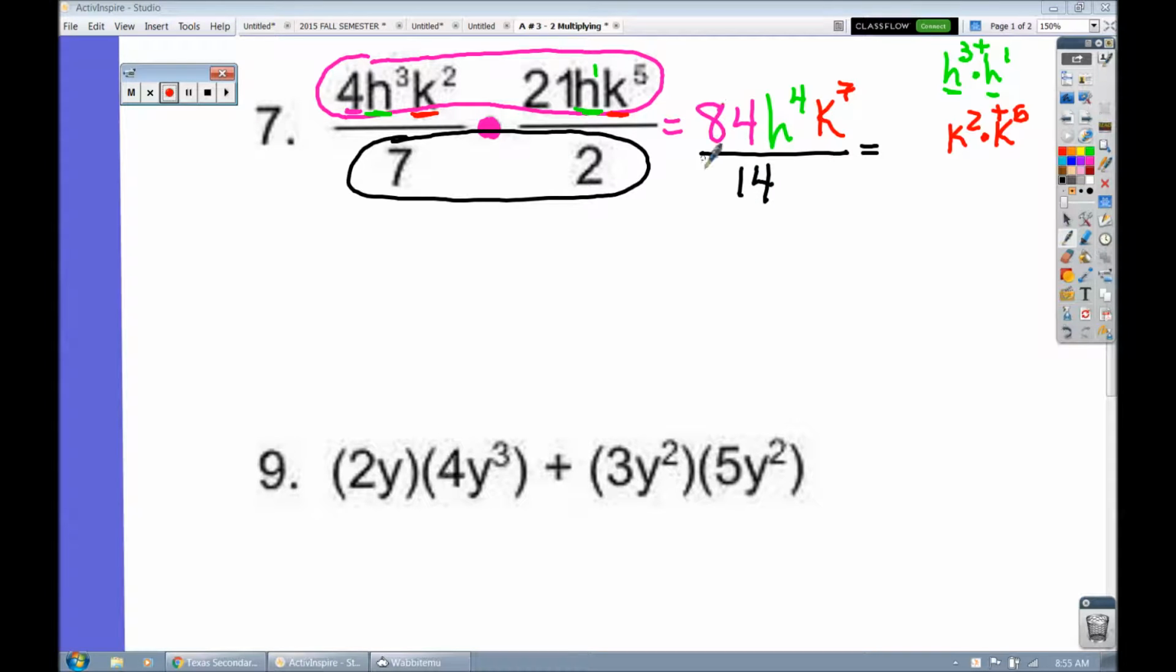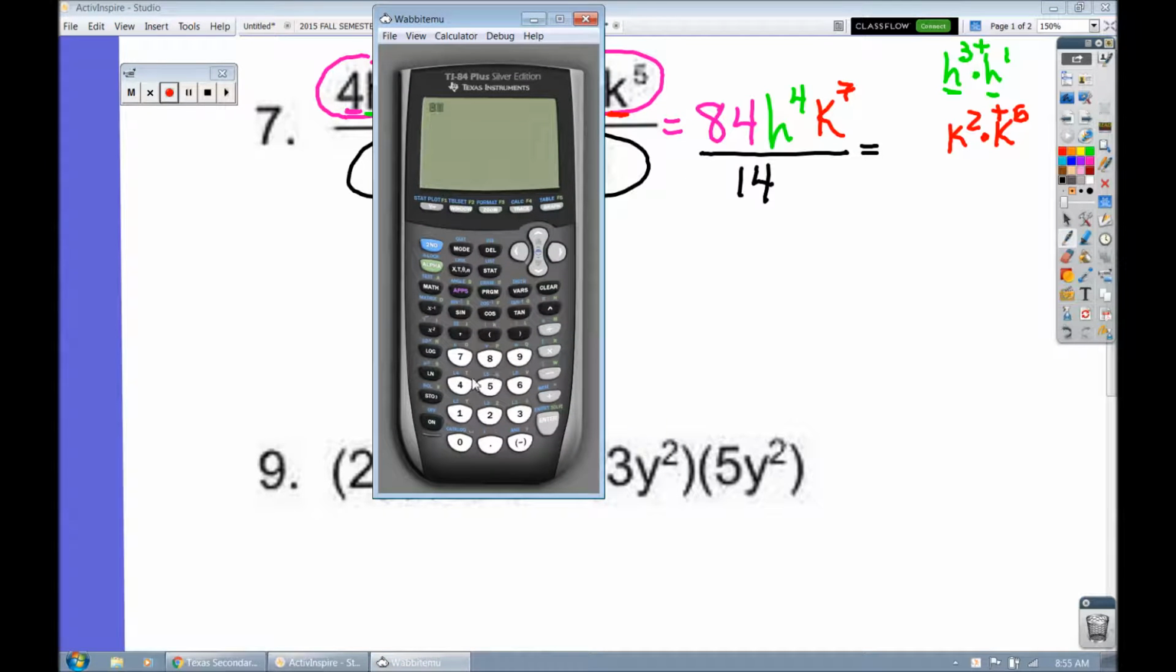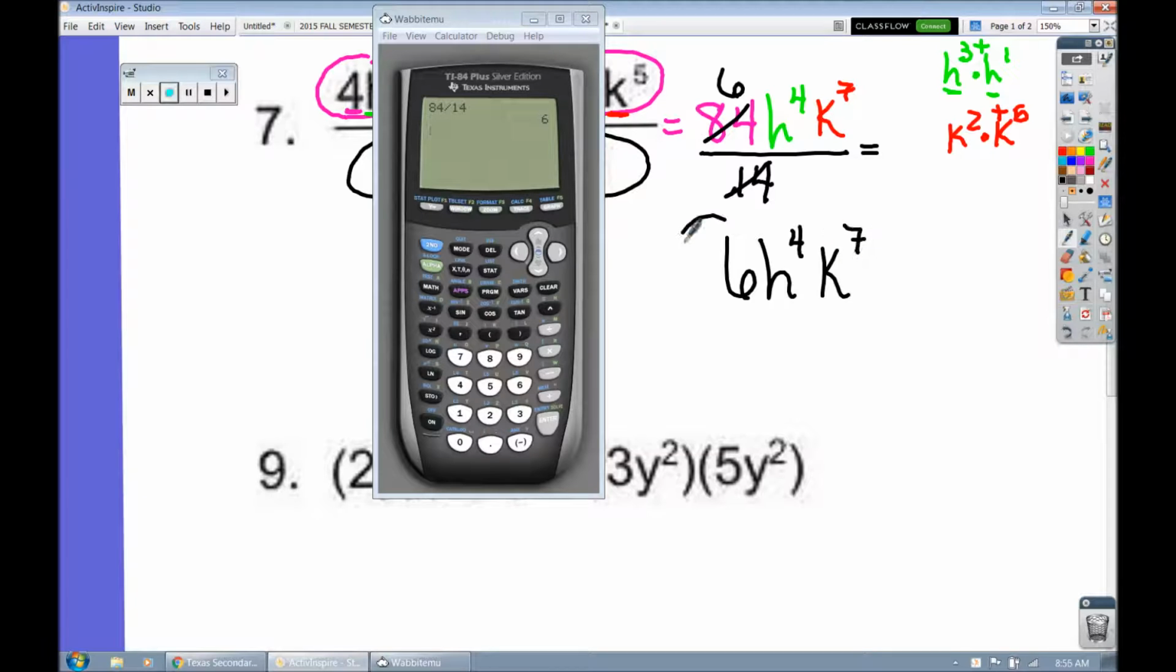If you're struggling with the reduction piece, take your calculator out. And let's type in 84 divided by 14. And let's see if the calculator will give us a reduced value here. In fact, they tell you that 14 goes into 84 6 times. So that means that we will be left with 6 h to the fourth, k to the seventh.